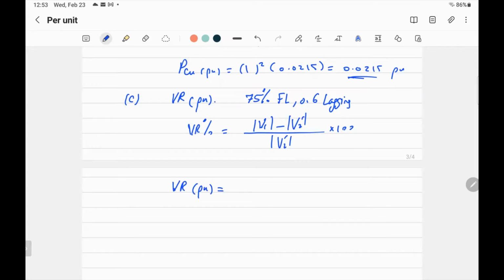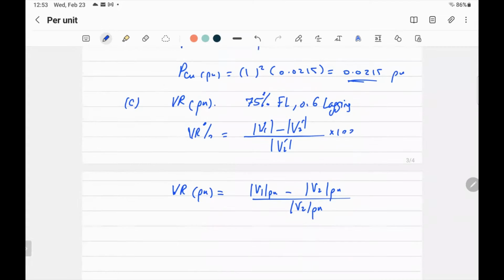Voltage regulation equals V1 per unit minus V2 per unit, divided by V2 per unit. You don't have dashes. And this formula works whatever side you are working on, side 1 or side 2. You don't have two formulas like the other one. So you need to find V1 per unit and V2 per unit.